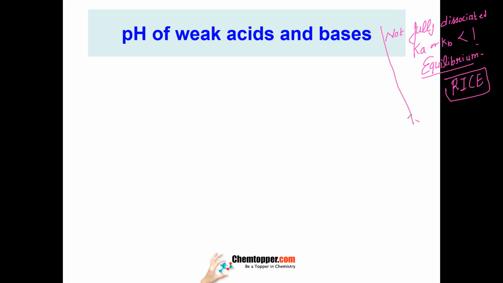You know the meaning of weak acids and bases, not fully dissociated. They have Ka, Kb values less than 1. They are going to set up an equilibrium in water. So you have to make a RICE table, and from the RICE table, you will take out the concentration of H plus. And from the concentration of H plus, you will work out the pH. That's how you're going to do these questions. These questions are very, very simple. So we'll try to finish today how to calculate pH of weak acids and weak bases. Ready?